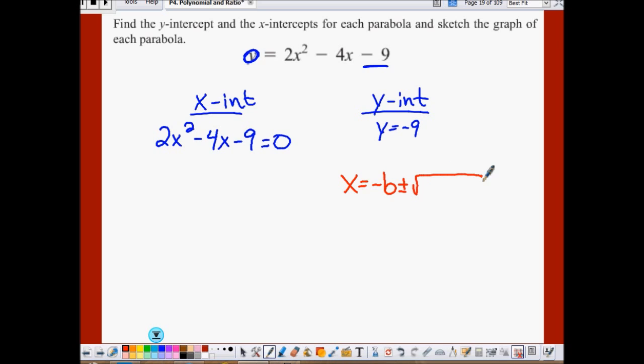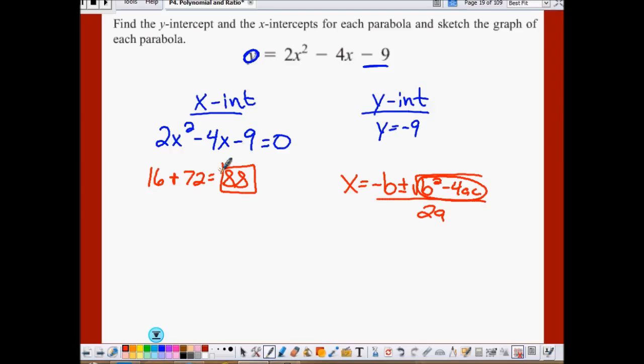Negative b plus and minus the square root of b squared minus 4ac all over 2a. Michael, what part do we do first? Good. And it's called the discriminant. B squared minus 4ac. B squared is 16 minus 4 times 2 times negative 9. Anybody got that? There you go. Negative 72. So minus 72, that makes that a plus 72. That verifies to me that that's not factored.